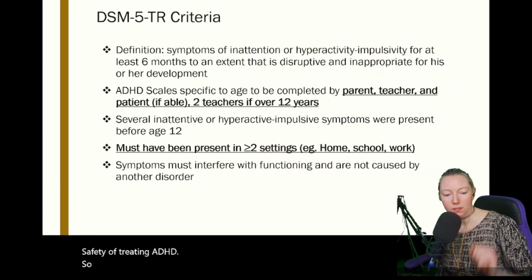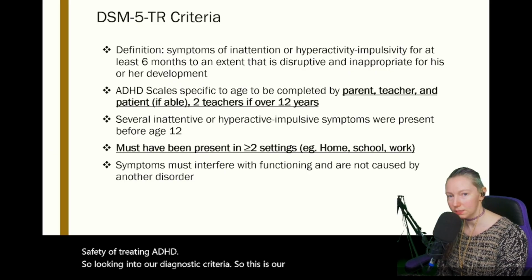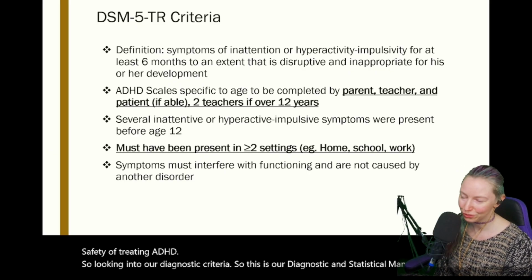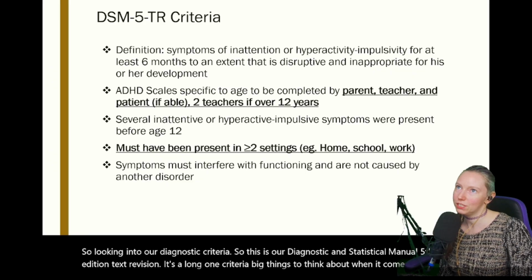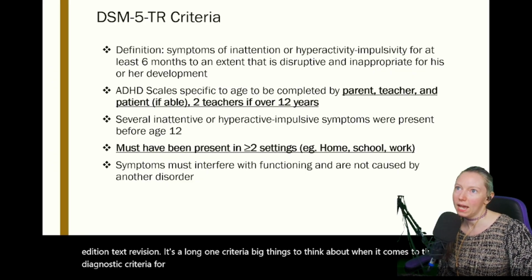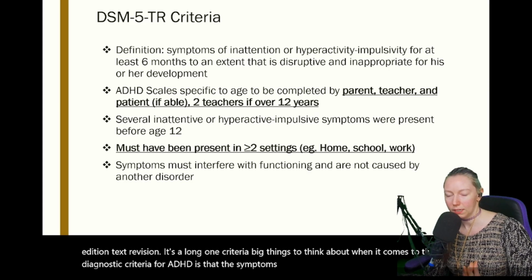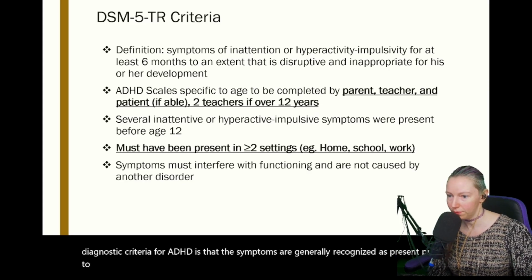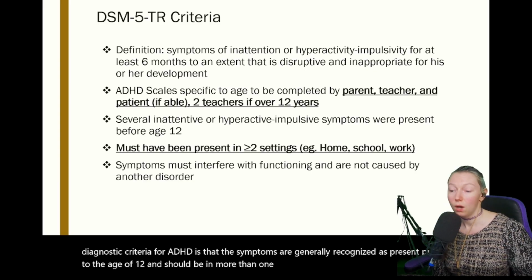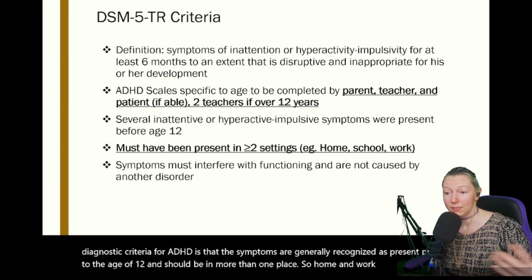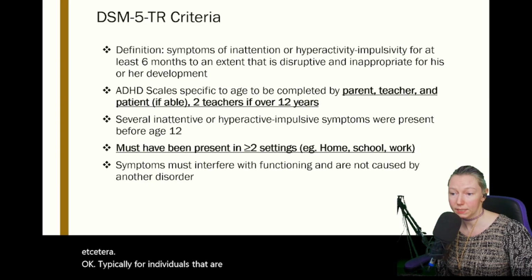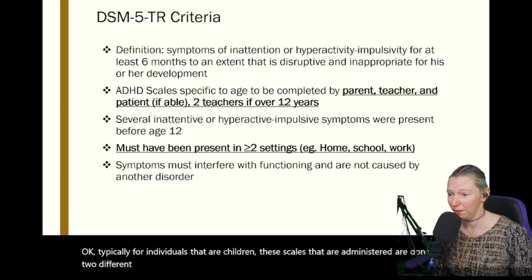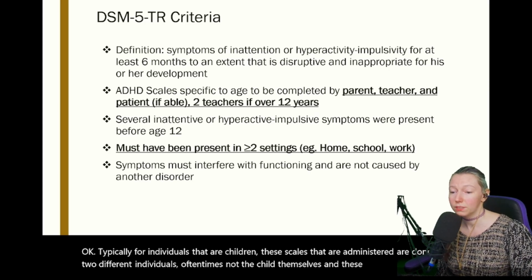So looking into our diagnostic criteria, this is our Diagnostic and Statistical Manual, 5th edition text revision. It's a long one. Big things to think about when it comes to the diagnostic criteria for ADHD is that the symptoms are generally recognized as present prior to the age of 12 and should be in more than one place. So home and work, home and school, etc. Typically for individuals that are children, the scales that are administered are done by two different individuals, oftentimes not the child themselves. And these symptoms should be present for at least 6 months.